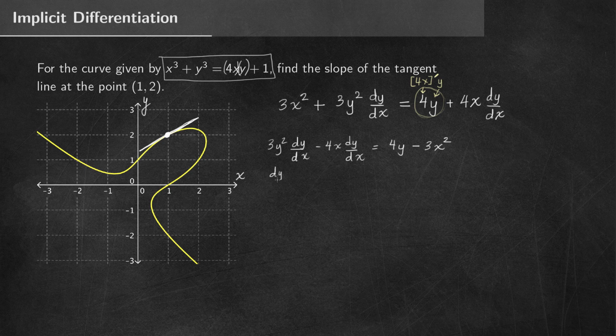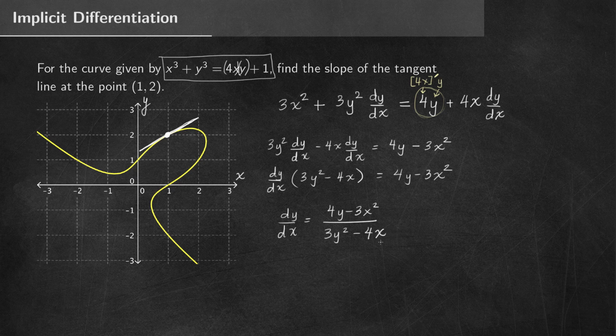Now we're going to factor out dy/dx from these two terms, leaving behind 3y squared minus 4x. And on the right, we still have 4y minus 3x squared. So dy/dx equals 4y minus 3x squared over 3y squared minus 4x. That is my derivative equation, or my slope equation in general for any point along this curve.